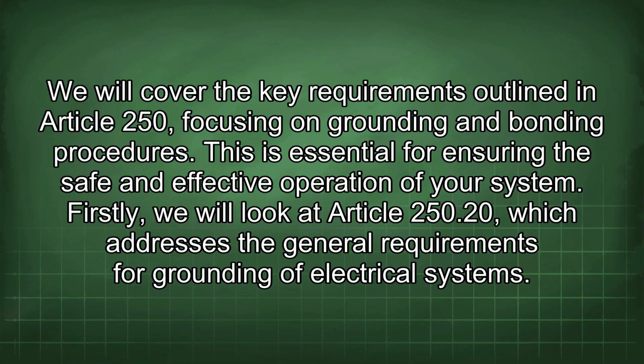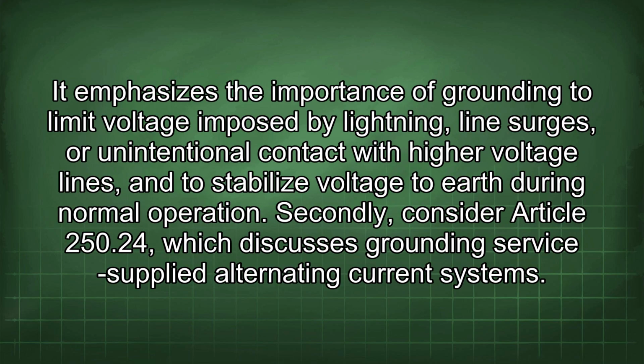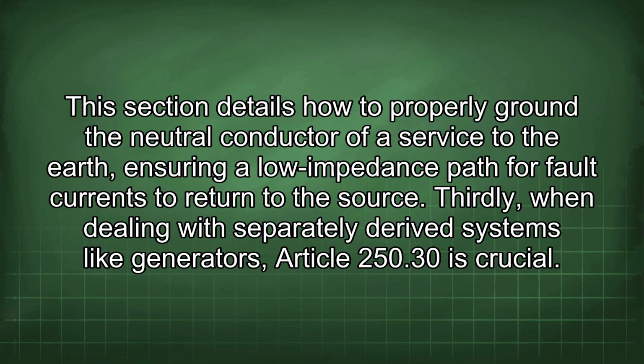Firstly, we will look at Article 250.20, which addresses the general requirements for grounding of electrical systems. It emphasizes the importance of grounding to limit voltage imposed by lightning, line surges, or unintentional contact with higher voltage lines, and to stabilize voltage to earth during normal operation. Secondly, consider Article 250.24, which discusses grounding service-supplied alternating current systems. This section details how to properly ground the neutral conductor of a service to the earth, ensuring a low impedance path for fault currents to return to the source.